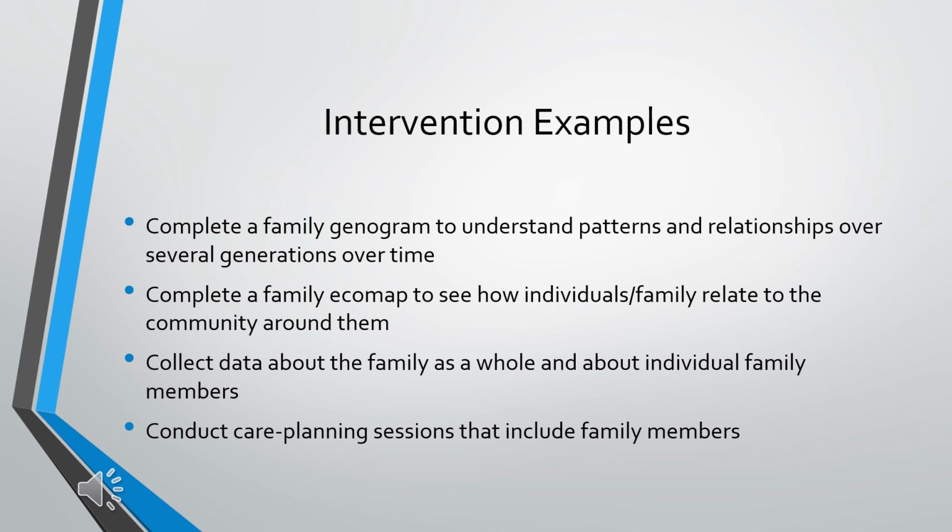Intervention examples include: complete a family genogram to understand patterns and relationships over several generations over time. Complete a family ecomap to see how individuals and family relate to the community around them. Collect data about the family as a whole and about individual family members. Conduct care planning sessions that include family members.